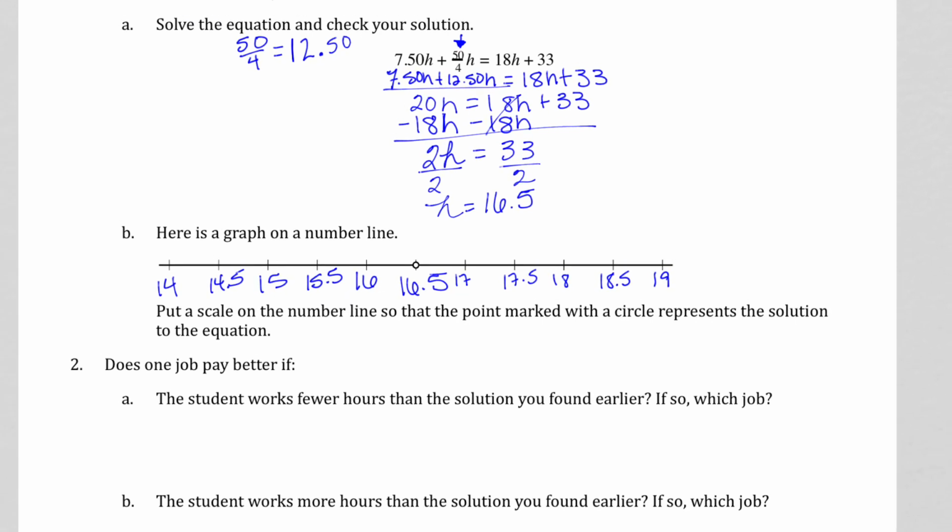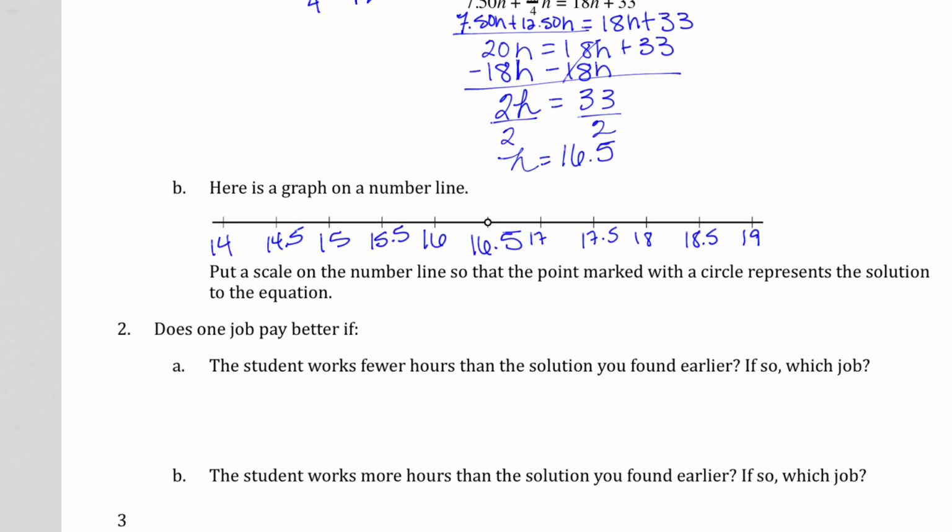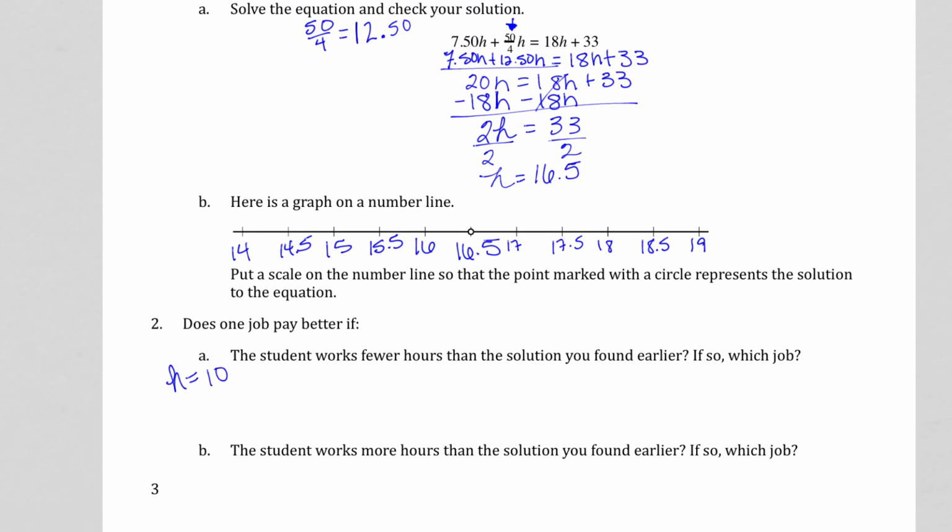It's all graphed. So the student works, so does one job pay better if the student worked fewer hours than the solution you found earlier? So basically what you're going to do here is you're just going to plug in a number. So if, let's say, student works, let's say H equals 10 hours, because I like nice even numbers. It makes it a little easier to do the math. So I'm going to just plug it in.